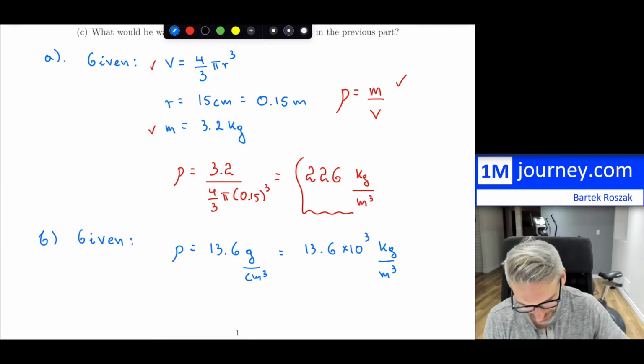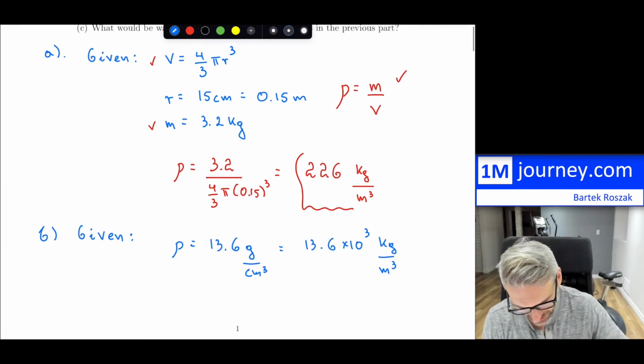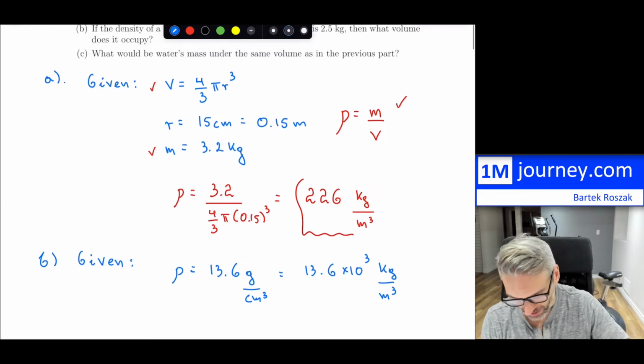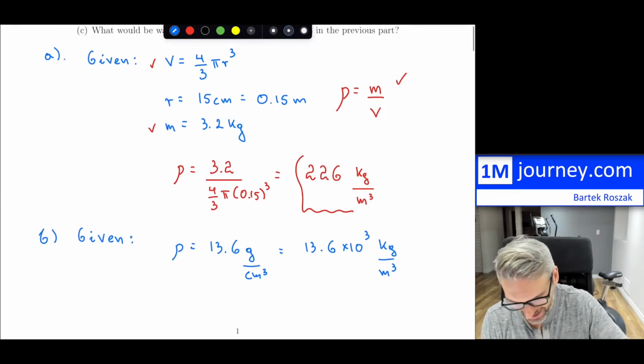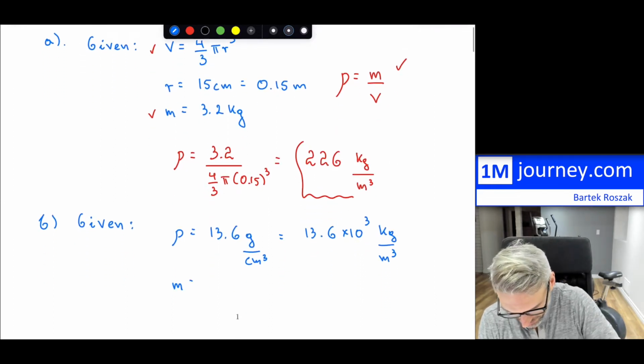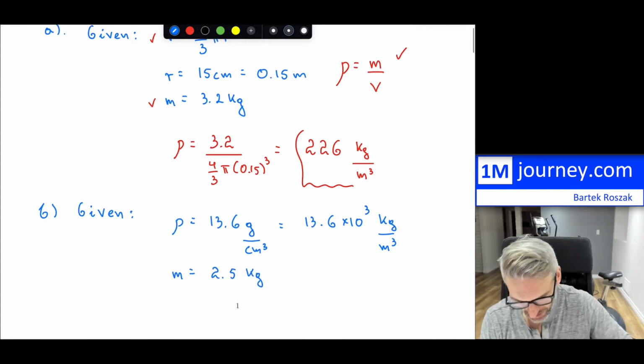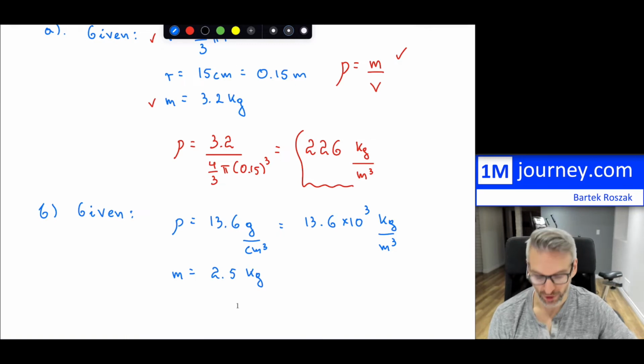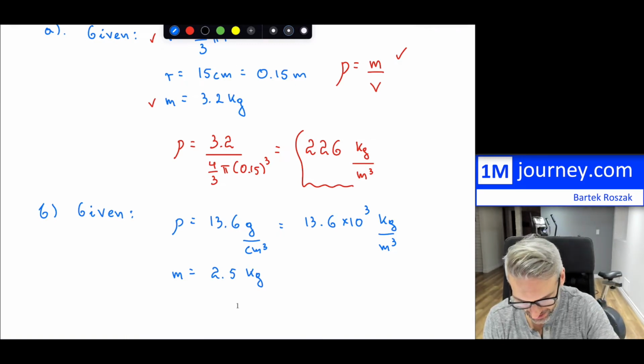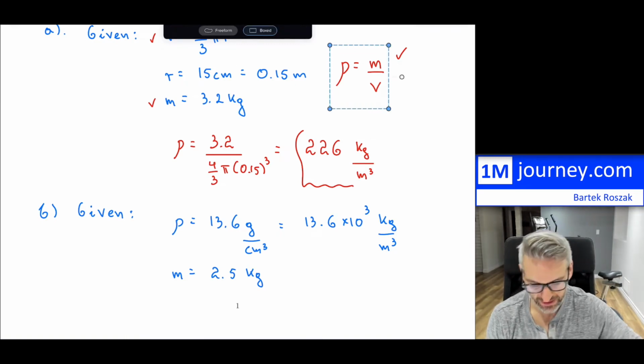All right, so now that we have our density, and we are told that the mass is 2.5 kilograms, we can certainly find out what the actual volume is. Again, we're going to use exactly the same formula, which is this one right there.